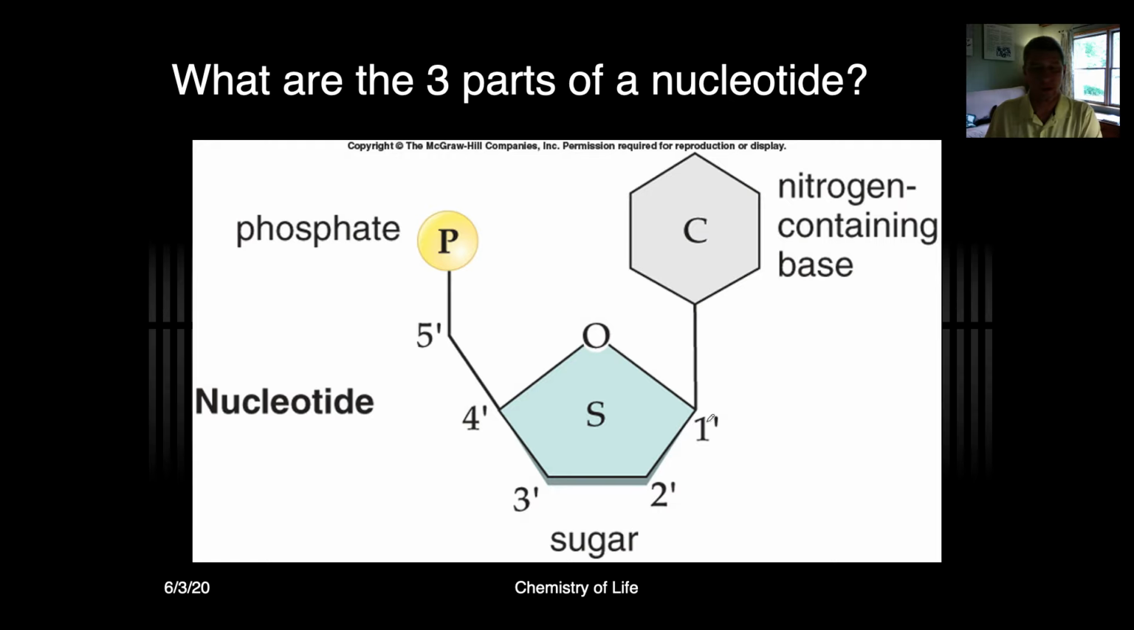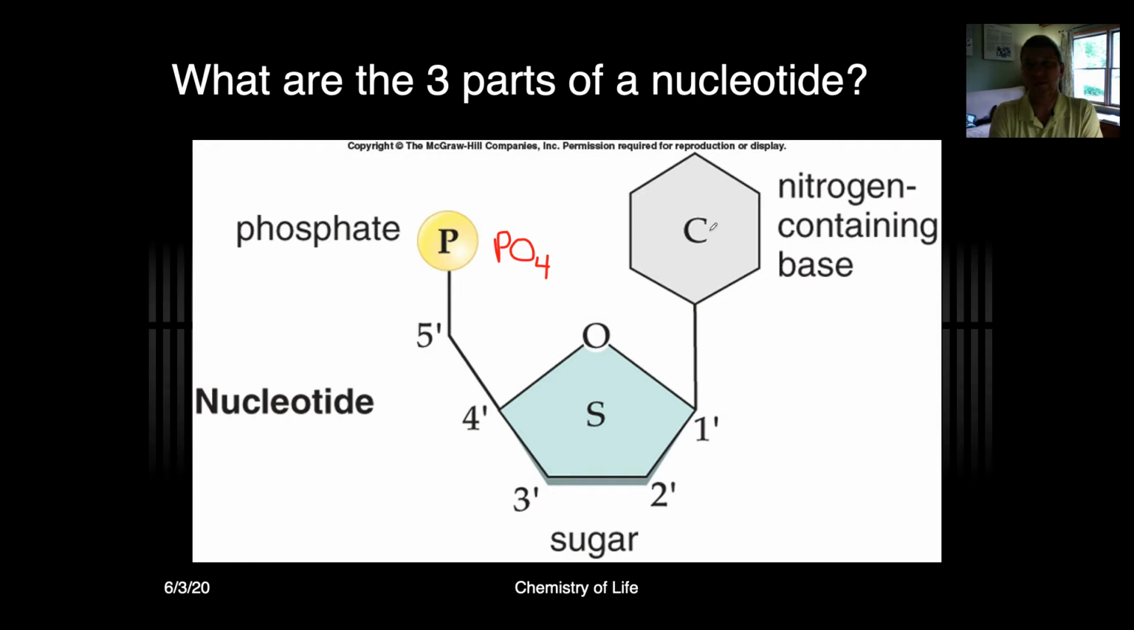You can see the sugar, 1 carbon, 2 carbon, 3, 4, and 5. And on the 5th carbon, there is a phosphate molecule. This is a phosphorus with 4 oxygens. All right, that's what a phosphate is. Attached to the 1st carbon is what we call a nitrogen-containing base. And in DNA, there are 4 nitrogen-containing bases: adenine, guanine, cytosine, and thymine. We'll get into the structure of these when we get further into the course and talk about the unit on genetics. But there are 4 different kinds.